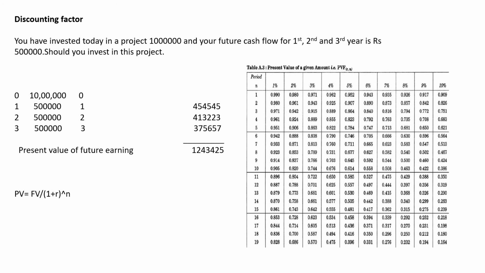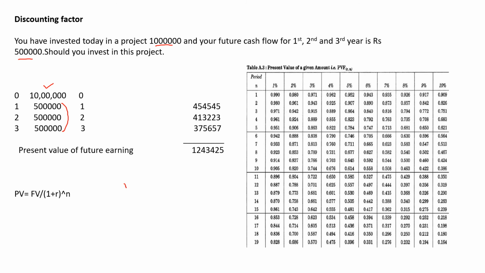See this question. It says that we have invested 10 lakh rupees, and my future cash flow is 5 lakh for 3 years. For 3 years, I have got 5 lakh rupees, so the total earning is 15 lakh. If we see it from a normal person's point of view, it is a very profitable project because I have invested 10 lakh and I am receiving 15 lakh. But is it the case? Because we know we need to consider the time value of money here also.